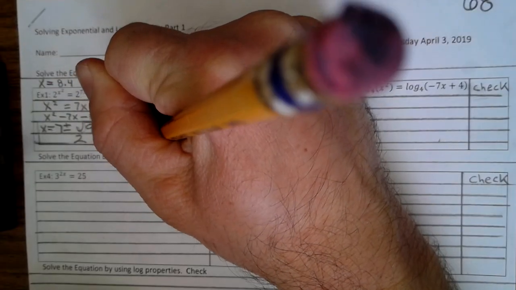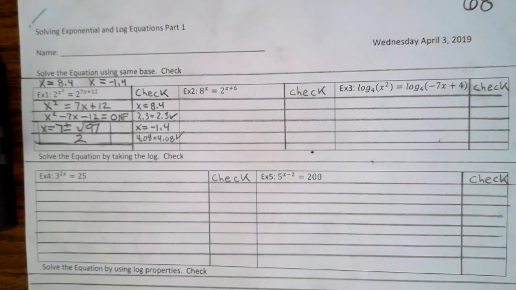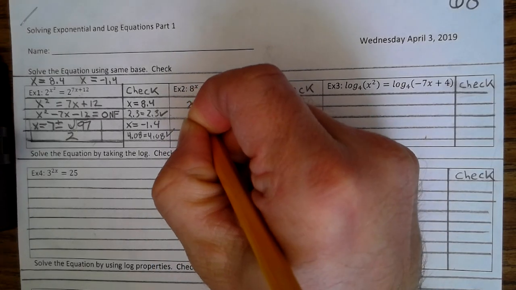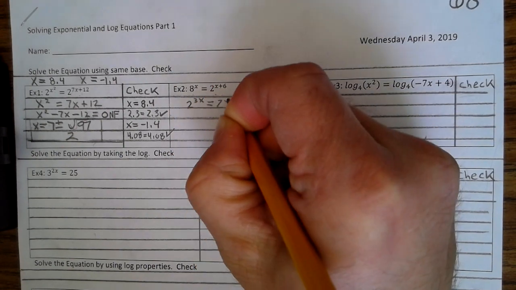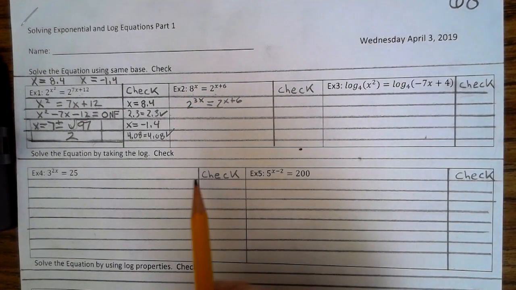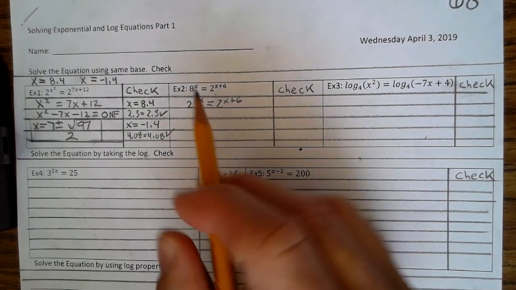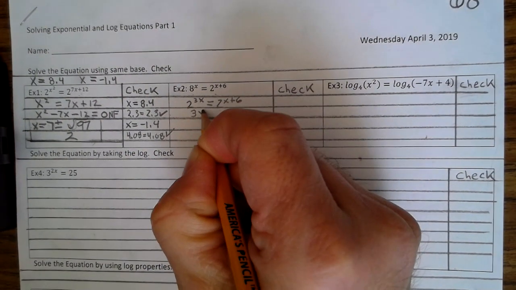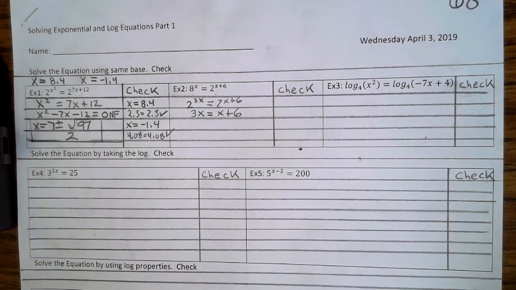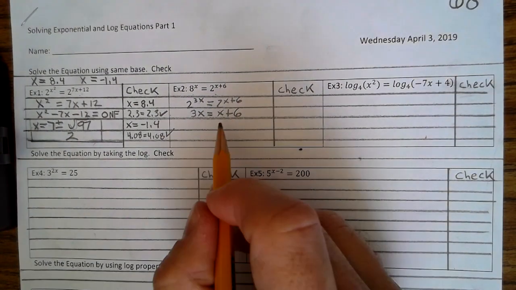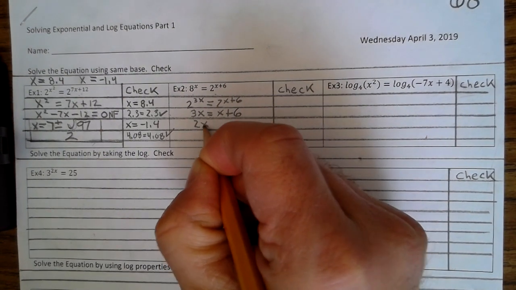Okay, now let's take a look at example 2. These don't have the same bases, so we need to make 8 with a base of 2. So that's 2 to the 3x equals 2 to the x plus 6. Now, the bases are the same, so we can say that 3x equals x plus 6. We're going to subtract 1x from both sides. You get 2x equals 6. Divided by 2, x equals 3.